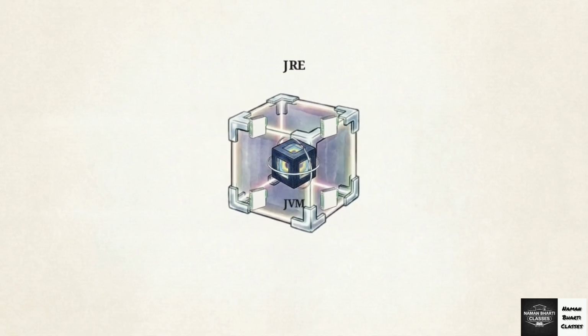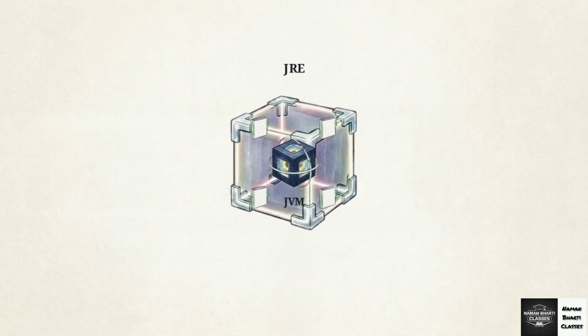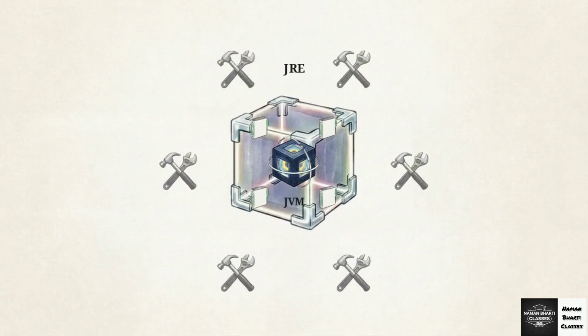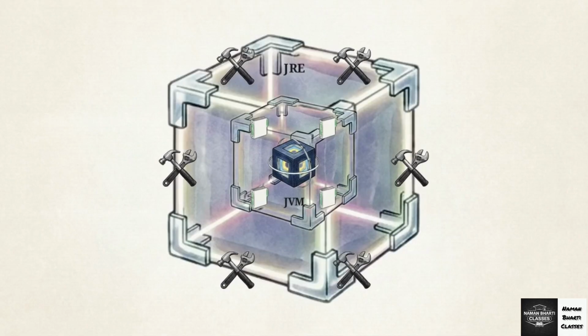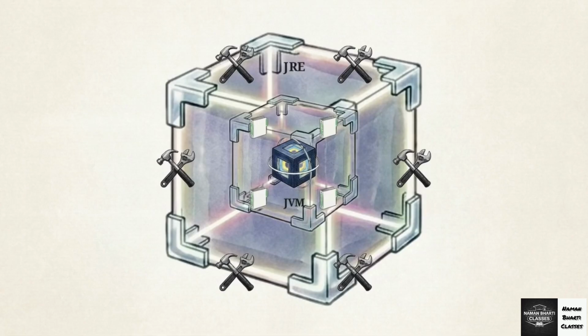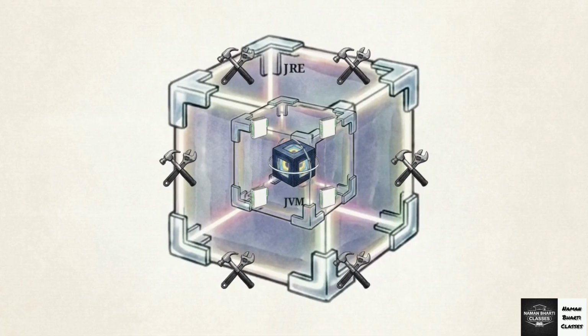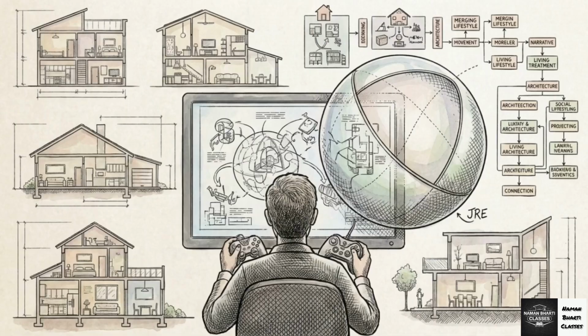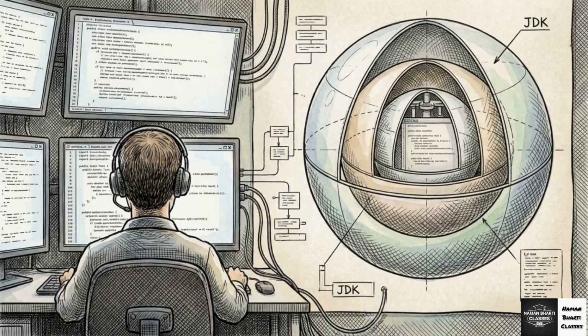Wrapping around the JRE is the JDK, the Java Development Kit. This outermost layer includes the execution environment, but adds development tools like the Java compiler and code debuggers. If an end user simply wants to play a Java game, they only need the JRE. But if an engineer wants to build that game, they require the entire overarching JDK environment.